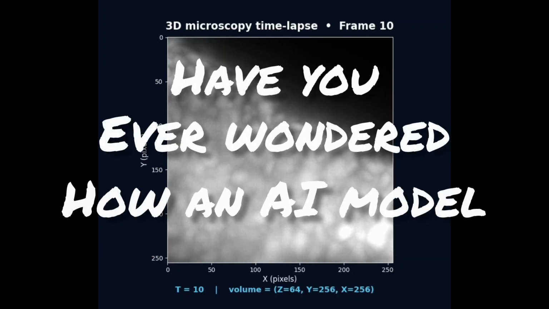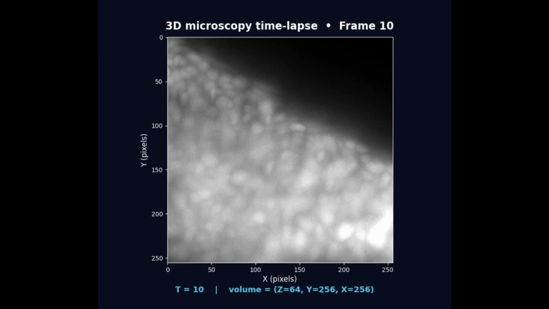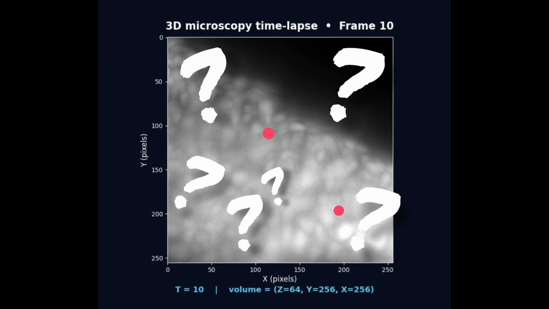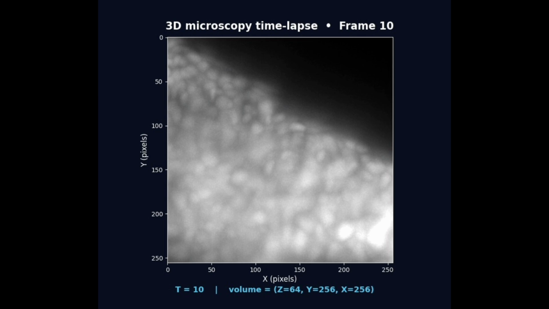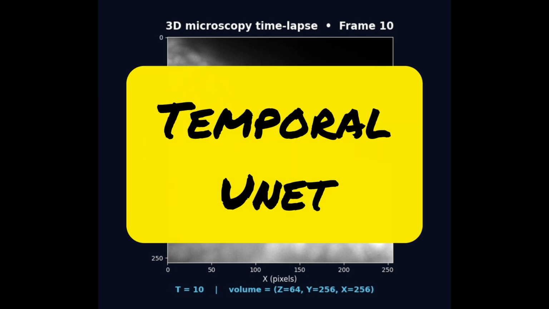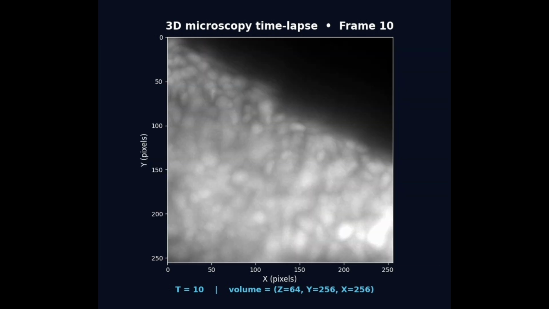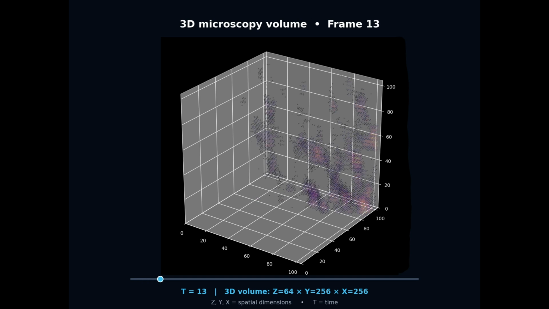Have you ever wondered how an AI model can take a look at a 3D microscopy video and figure out where the cells are? The answer in some pipelines may lie with the temporal U-Net. But how does that work? Let us start with the raw data.